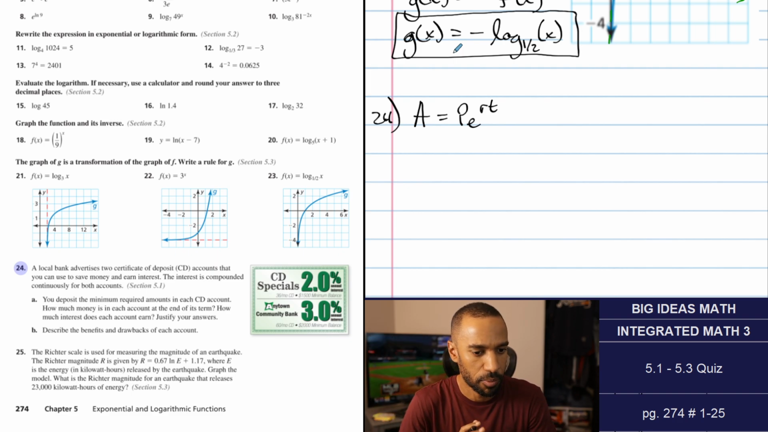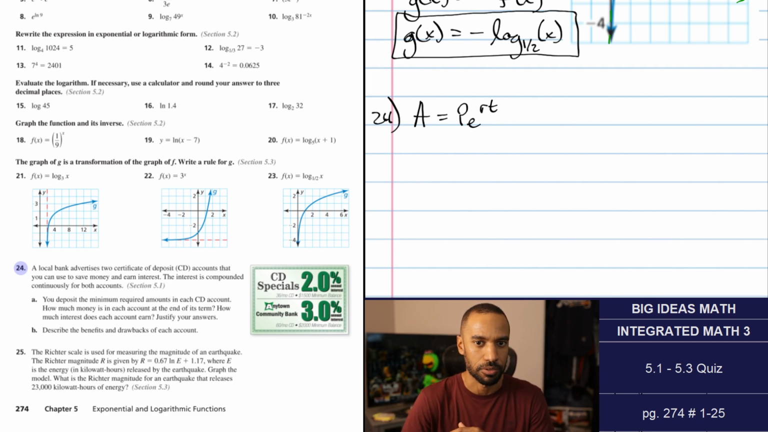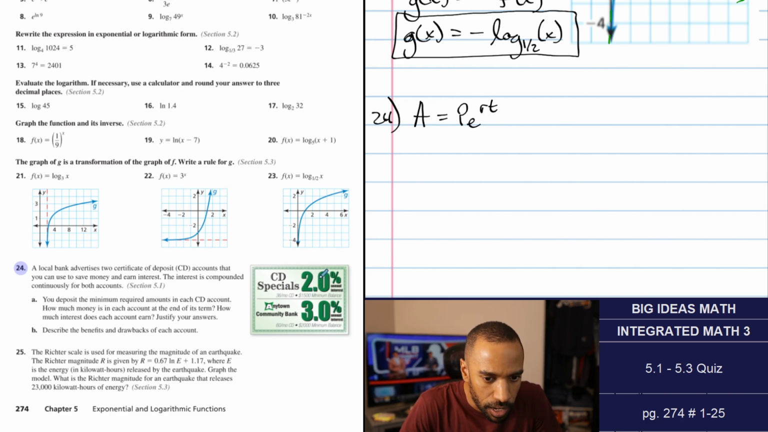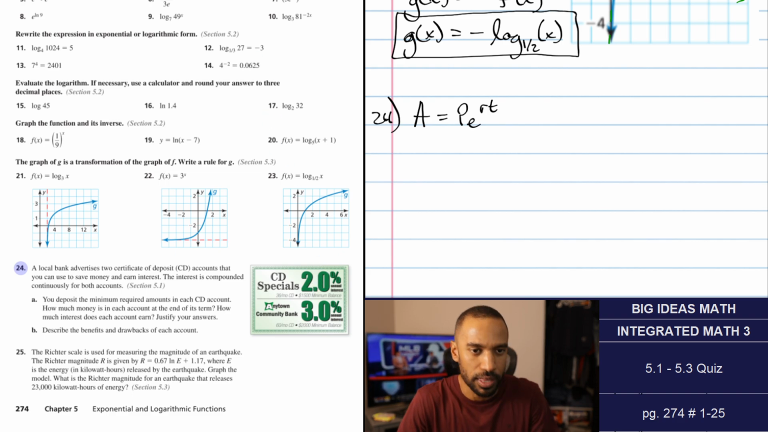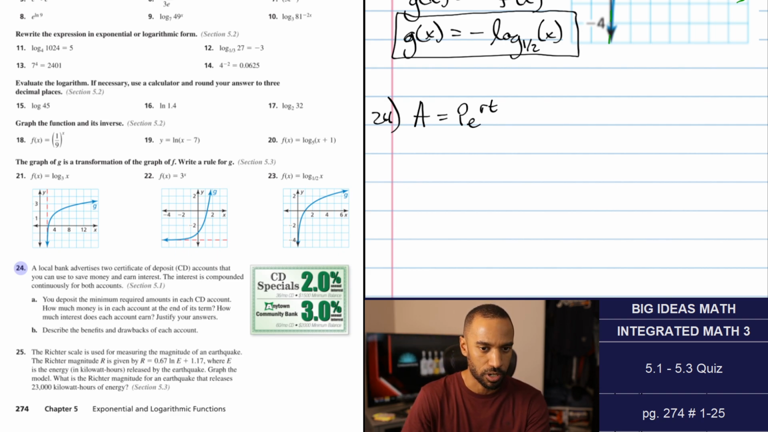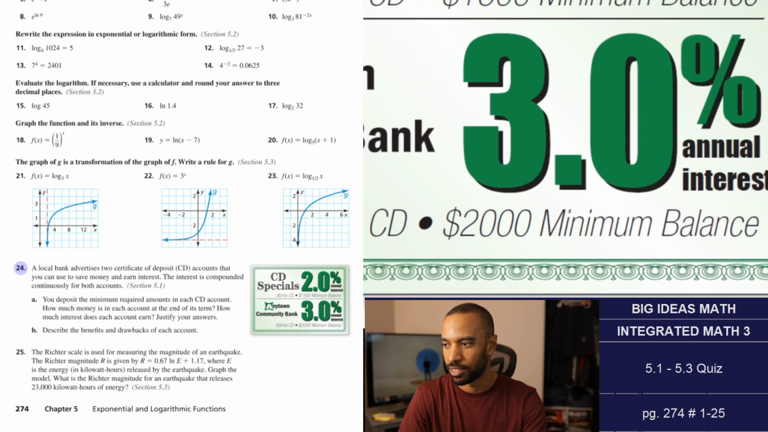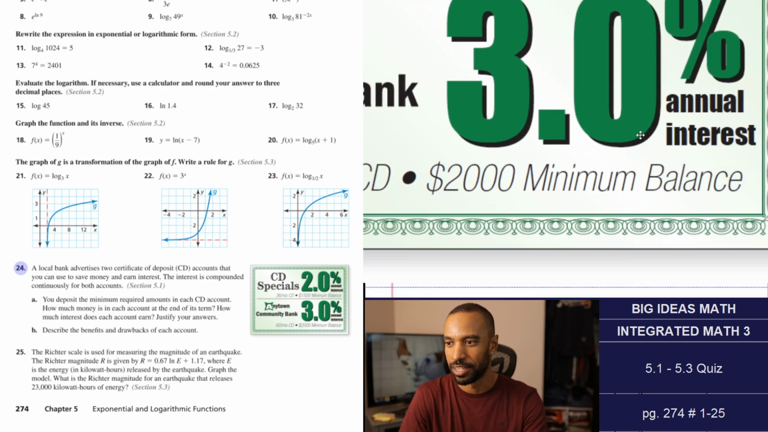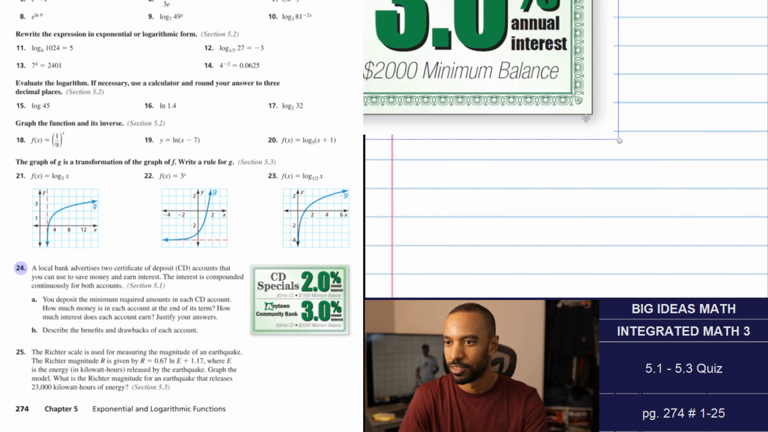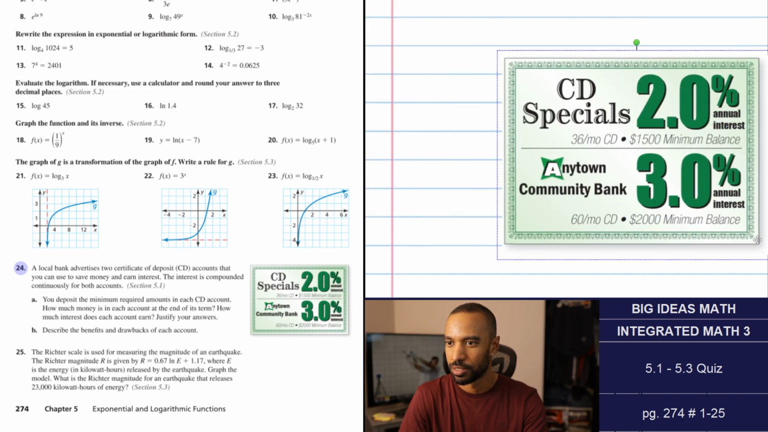You deposit the minimum required amounts in each CD account. We have the following. Minimum, you probably can't read this. Let me copy paste this. It'll be blurry still. Let me get the higher quality version of this. This one you'll definitely be able to read. I'll have to zoom it out, even shrink it to size. Okay, can you see that? Did you see that? We have these numbers here.